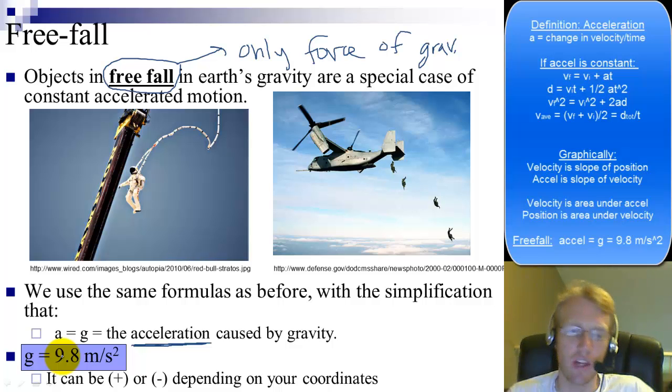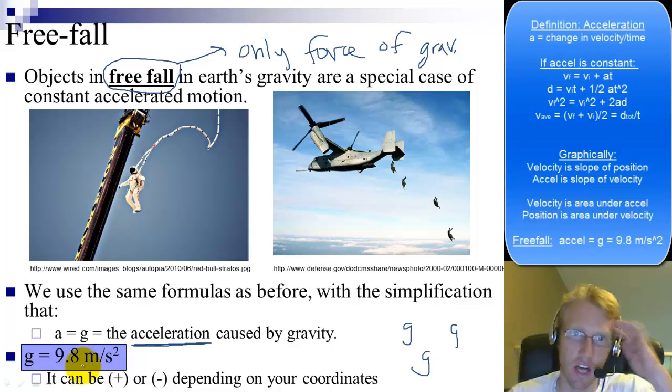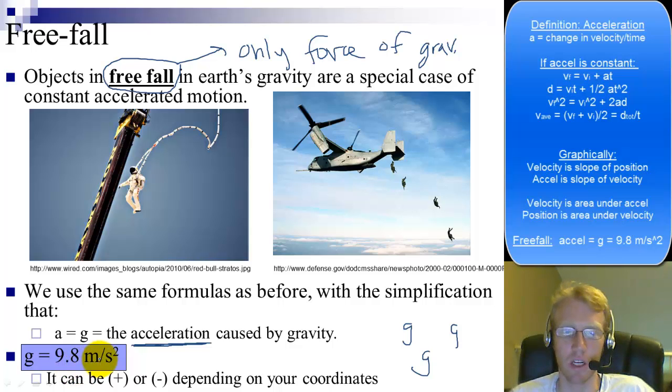I want you to write the lowercase g instead of 9.8 meters per second squared all over your paper, because it's just faster to write little g, and you're going to be using it a ton all this first semester and even into second semester. So just get used to writing little g all over the place. And anytime you see the little g, in your head you're thinking, okay, 9.8 meters per second squared.